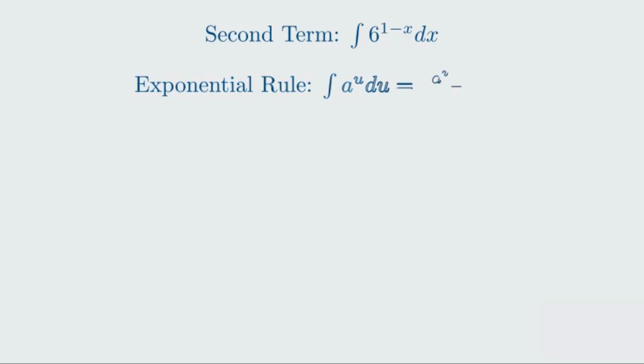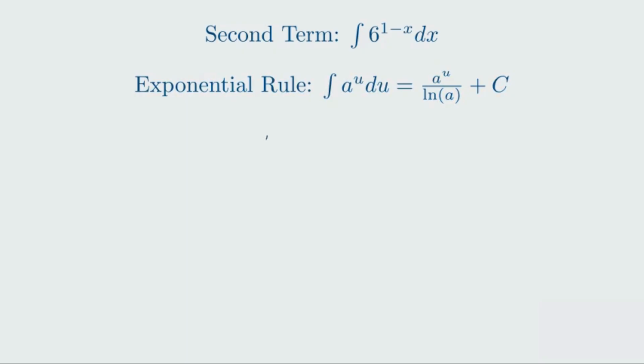Now let's tackle the second term. We need to integrate 6 to the power of 1 minus x. This looks like an exponential function, but it's not a standard e to the x. We need a specific rule for integrating a number raised to a power. The general rule for the integral of a to the power of u, where a is a constant and u is a function of x, is a to the u divided by the natural logarithm of a times the derivative of u. However, if the derivative of u is not 1, we must perform a u substitution.